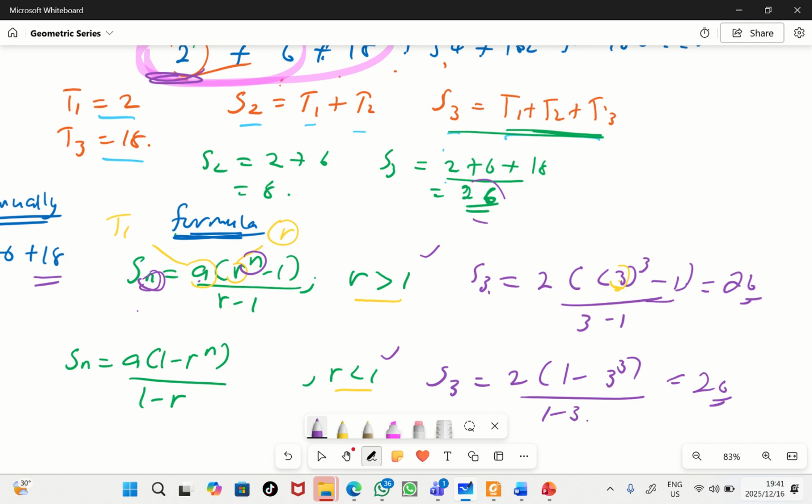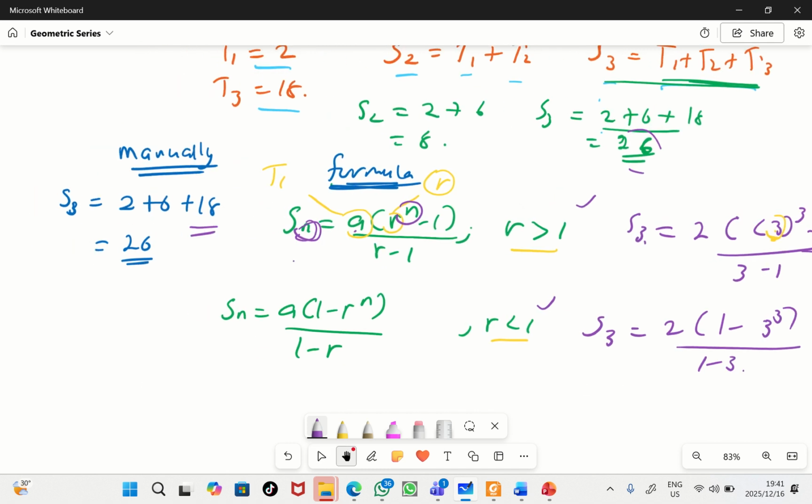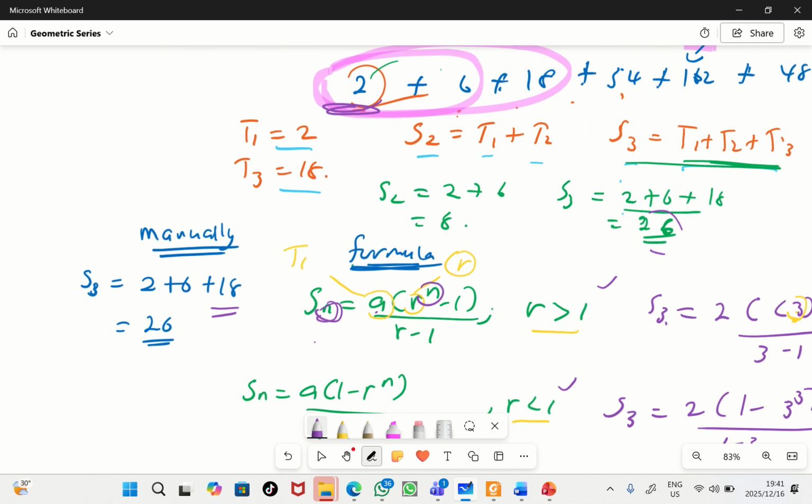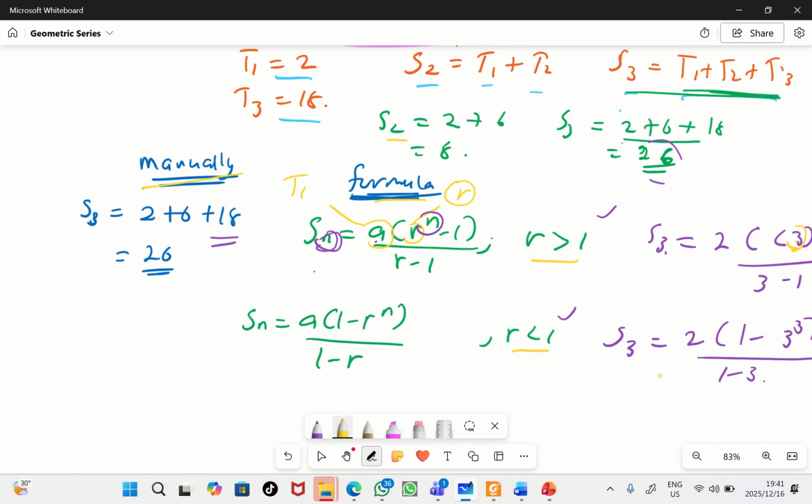You guys get 26, yeah? Proper stuff. All of us are happy. So now we know how to find the sum of a geometric series manually and using the formula. Now there's the last way I want to show you, and that is what we call sigma notation. Let's stop this video and make its own video for sigma.